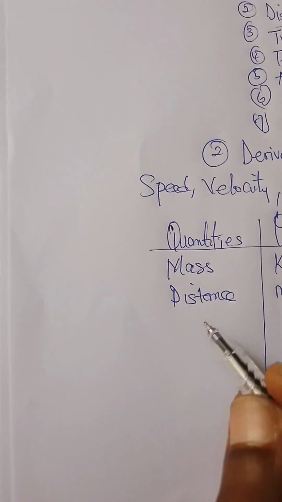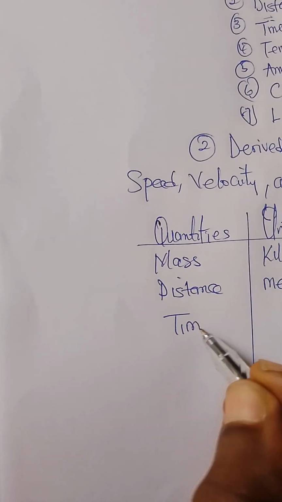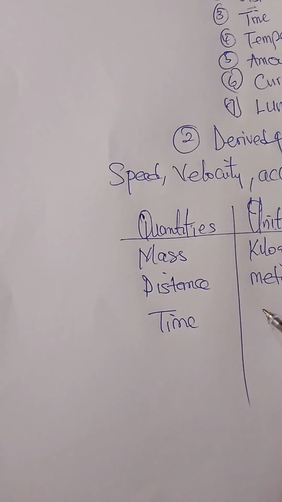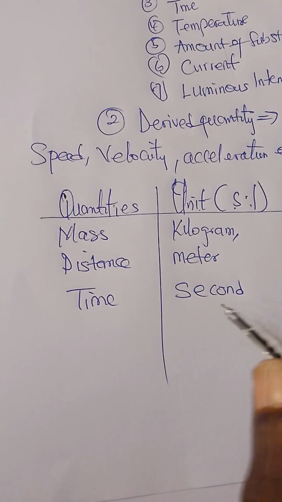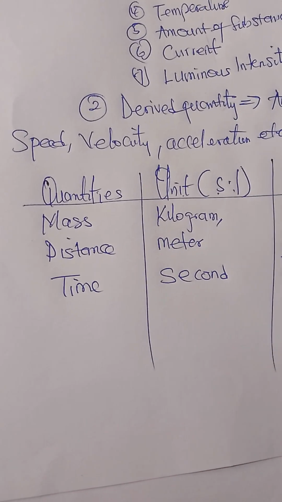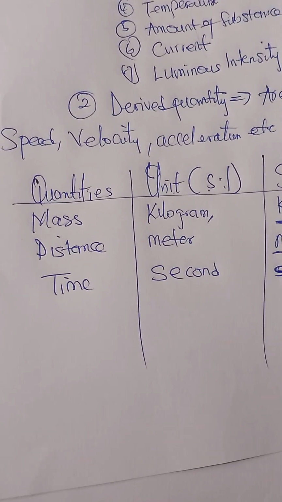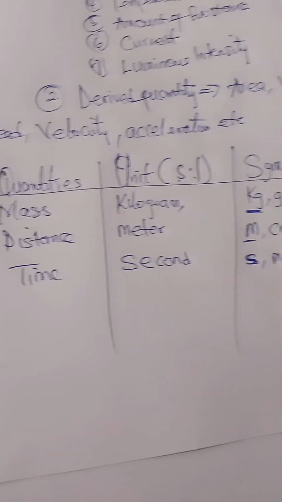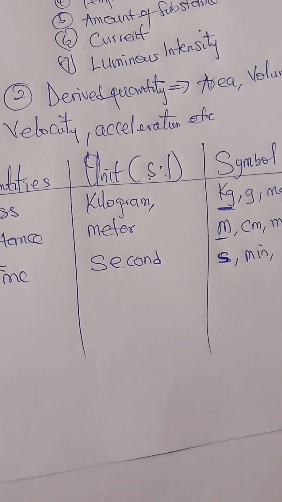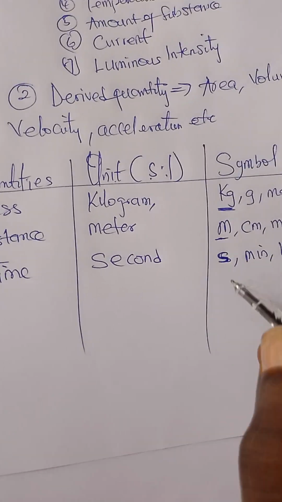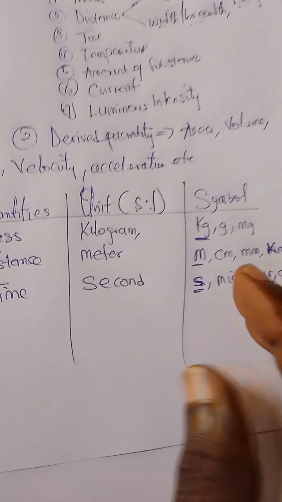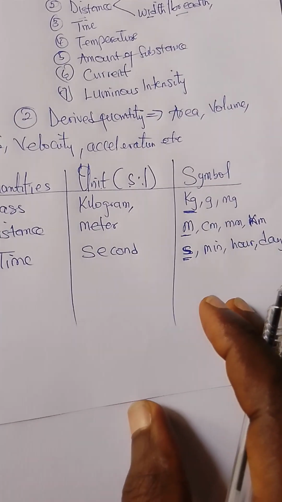We have time. Time is measured in second. That is the SI unit for time, which is s, small letter s. You can also measure time in minute, in hour, in day. But the generally accepted one is second. That is the unit for time.